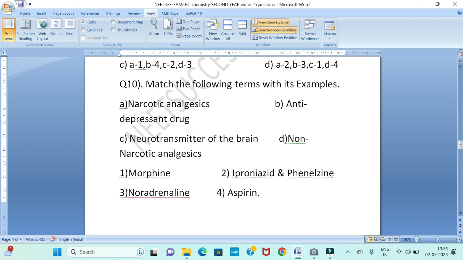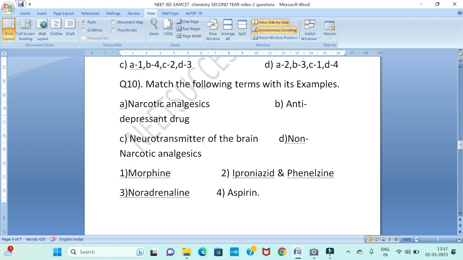Next, antidepressant drugs. Nor more, like that you can remember. In the phone, the tick mark is still there. If you send a message in WhatsApp, first one tick comes and then two ticks come. If they see it, the two ticks change to blue color. Like that you can remember antidepressant drugs.